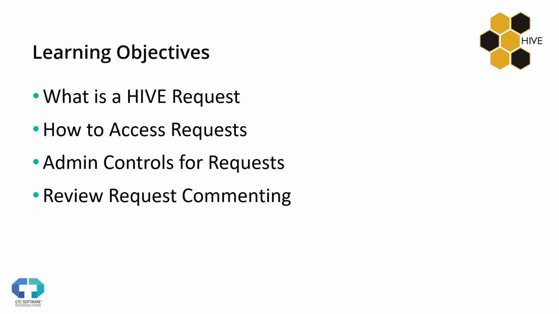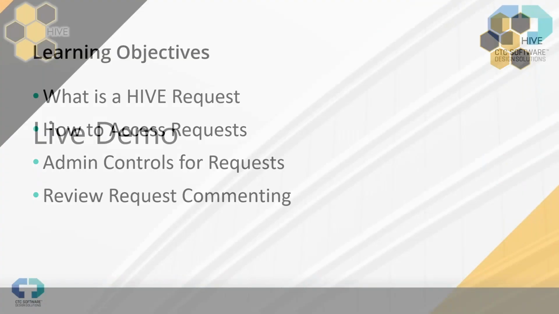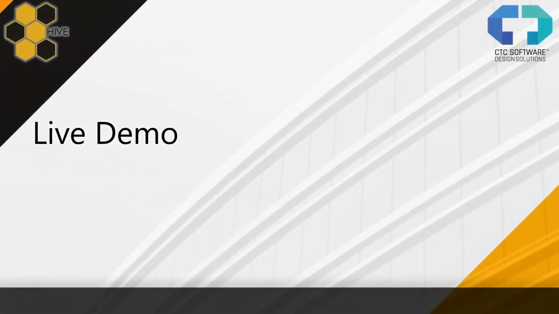So we're going to talk about four major things. First of all, what is a HIVE request and how do users create them? I want to show you how to access the existing requests that are in the system. We are going to take a minor look at some of the admin controls that you have for the request system. And also, we're going to take a look at some of the request details and talk about some commenting that you can do. And since I'm not big on death by PowerPoint, we are going to be talking about this live inside the environment.